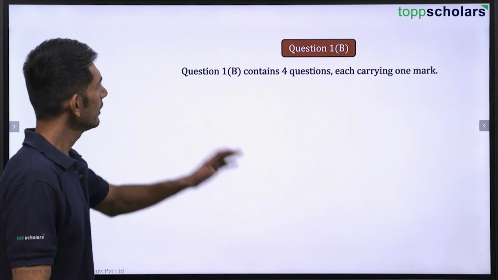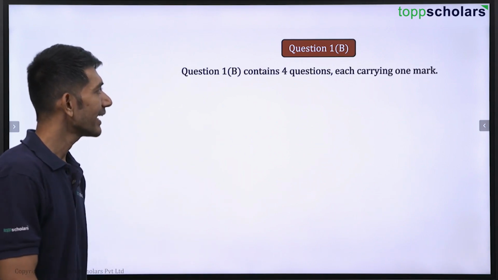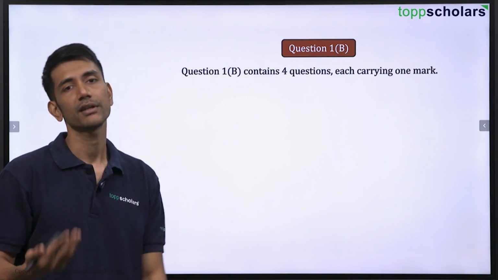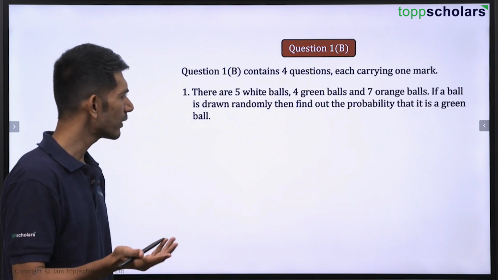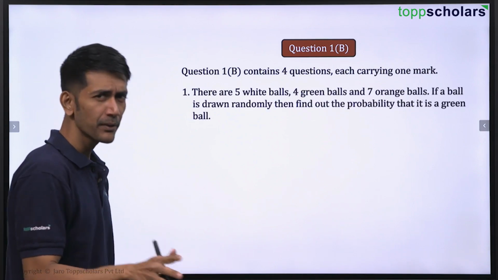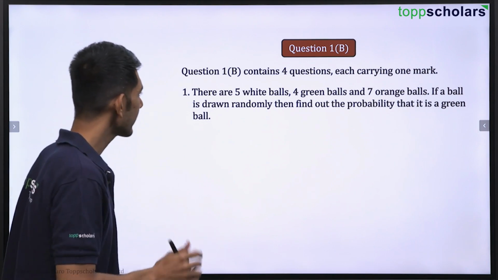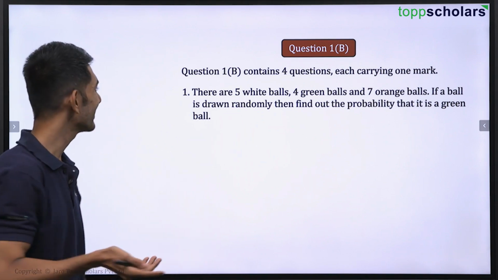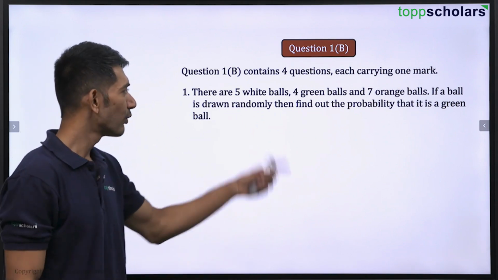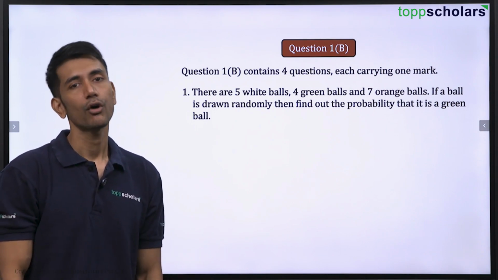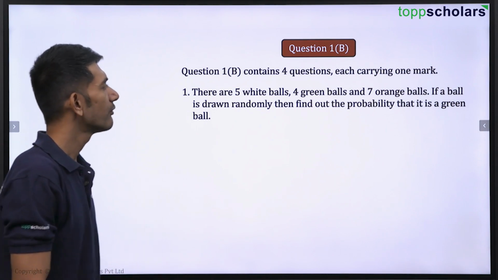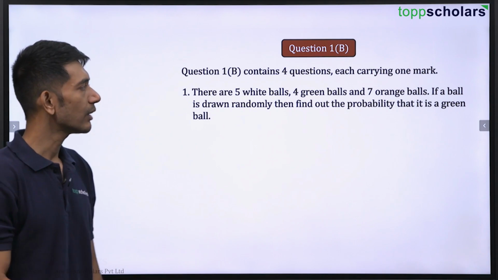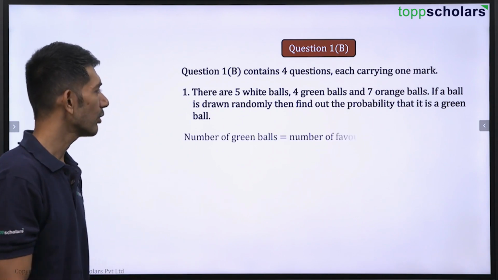Okay. Now again, now question 1b, it will contain 4 questions and again the marks will be 1, but this is not an MCQ question, right? So this will be straightforward questions, very simple questions again, provided you know the concepts, applied directly. So what is the question? The question is on probability, one of our favorite chapters, right? So it says there are 5 white balls, 4 green balls and 7 orange balls. If a ball is drawn randomly, then find out the probability that it is a green ball.